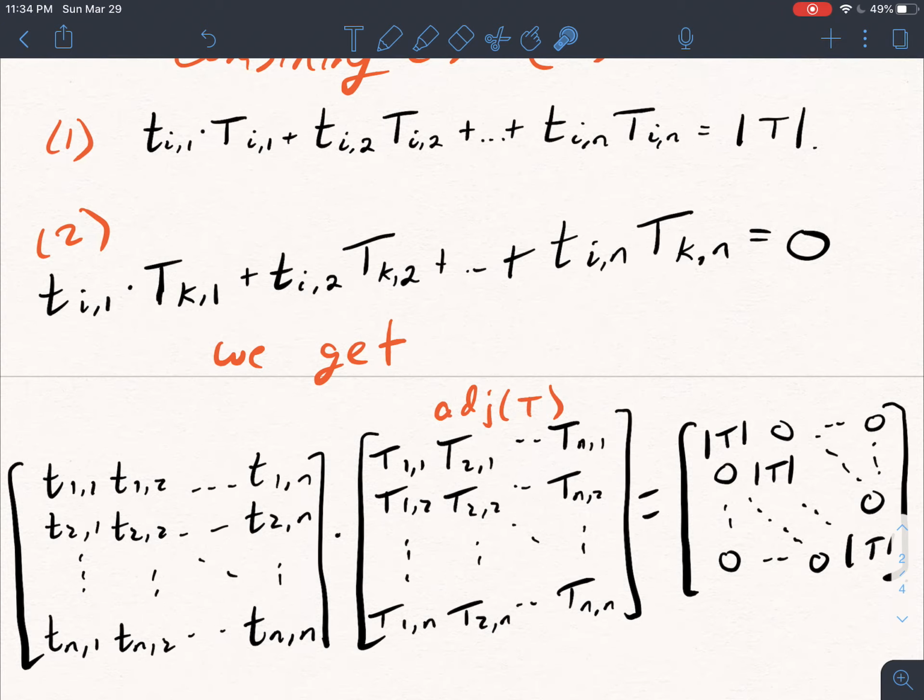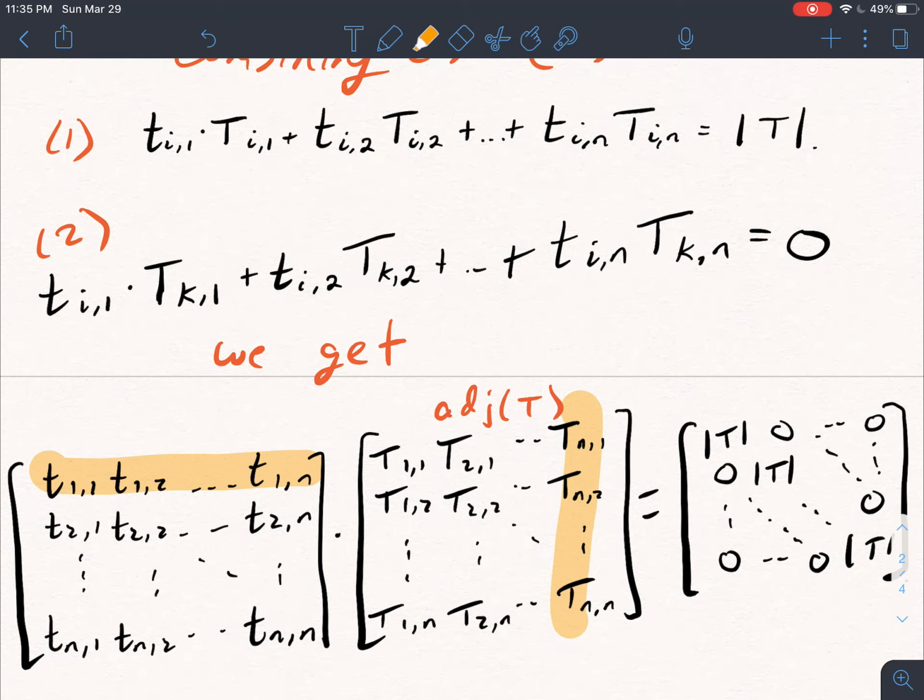And then similarly, the 2,2 entry would be equal to the determinant of T, because I would have t21 times capital T21, small t22 times capital T22, so on and so forth. Again, that comes from equation 1, and that would hold for all of the diagonal entries. And then for the off-diagonal entries, let's do, for example, row 1 times column n.